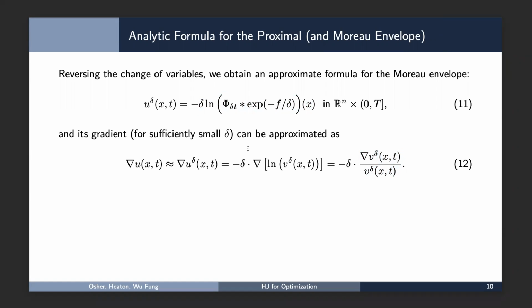Just to remark, that's the score of V delta, up to a factor of minus delta. The score is a very trendy topic in machine learning these days, and it pops up right here. So there are some connections between this solution and the score function that appears in stable diffusion.